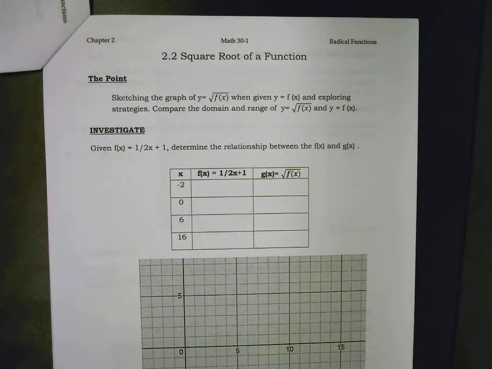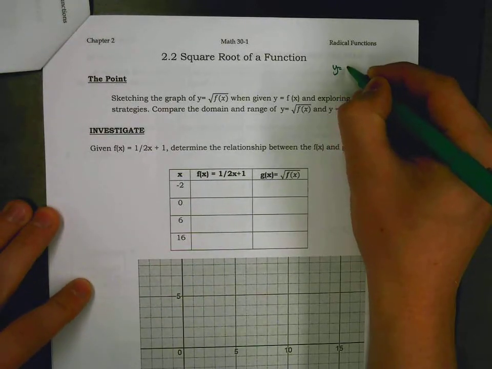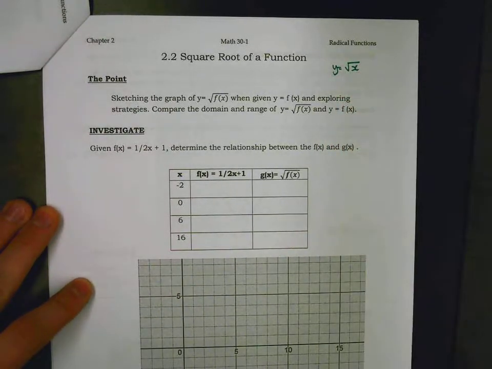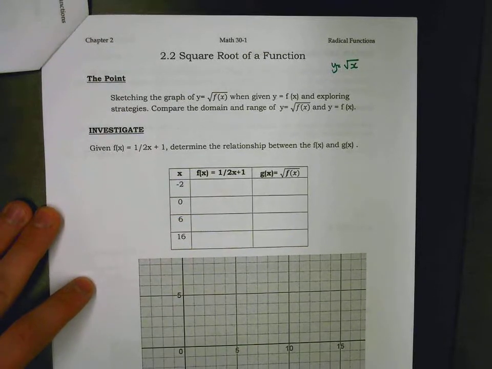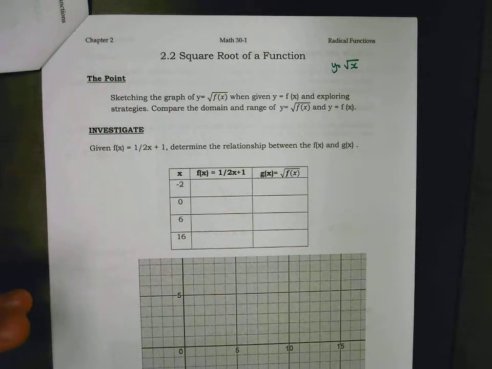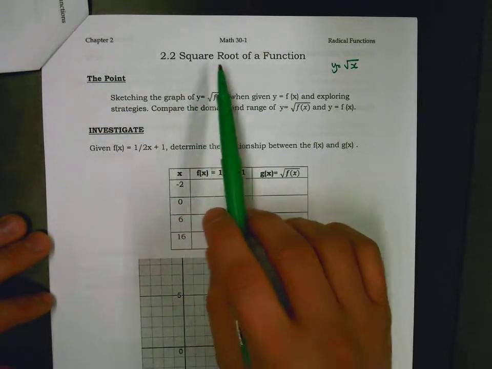Good day, Math 30-1s. Last day we were specifically looking at the radical function square root of x, and we were applying transformations to this function. So there were flipping, stretching, and shifting in all 6 possible ways. Today we move on and talk about the square root of a function.